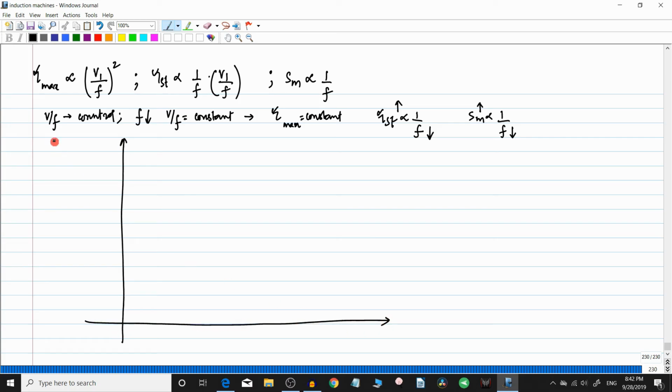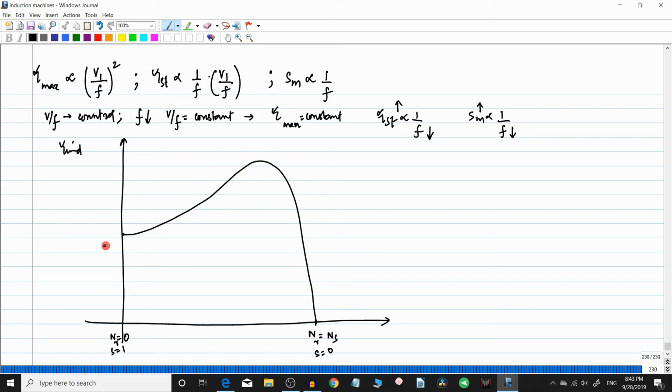Okay, so this is the torque induced, and this is n equal to 0. Here you are having n is equal to ns, nr. Here slip is equal to 1 and here slip is equal to 0. So we will draw the first torque slip characteristic. Let us say it is the rated value, and we'll call it frequency 1. So this is the first torque slip characteristic.